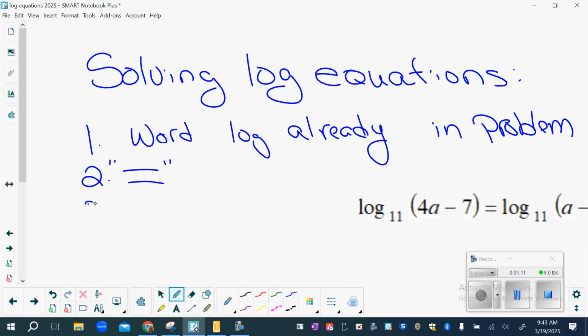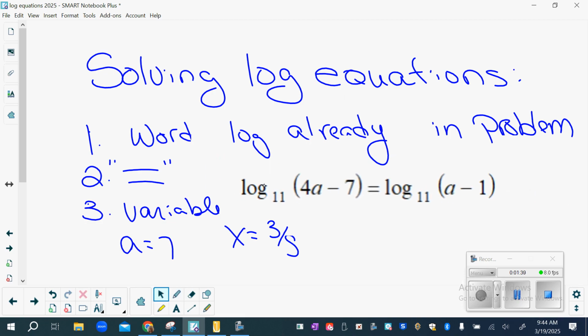And the third thing is it's going to have a variable, because our answers are going to be just random, easy numbers, like a equals 7 or x equals 3/5. They're going to just be numbers, right? So we're going to have a variable. In these cases, the reason you're going to use this process is that, like this one we're going to do in just a second, it's got the word log already in it, and he's got an equal sign. And there are two types of these to do. The good news is they're not either one very hard, and the math is pretty easy.